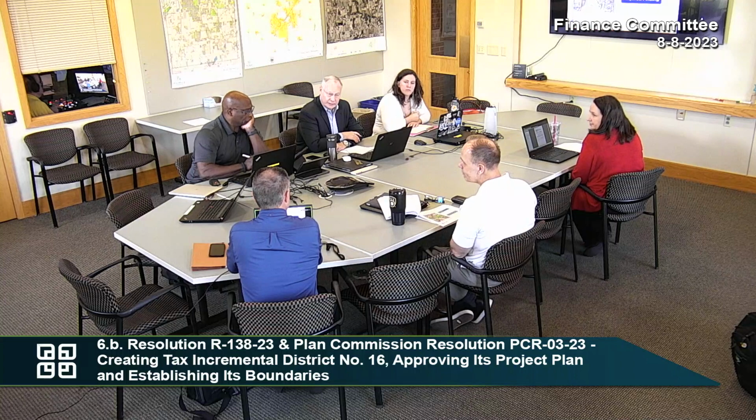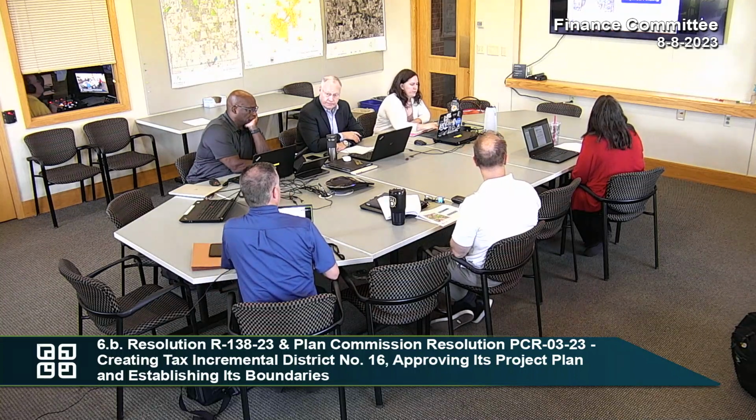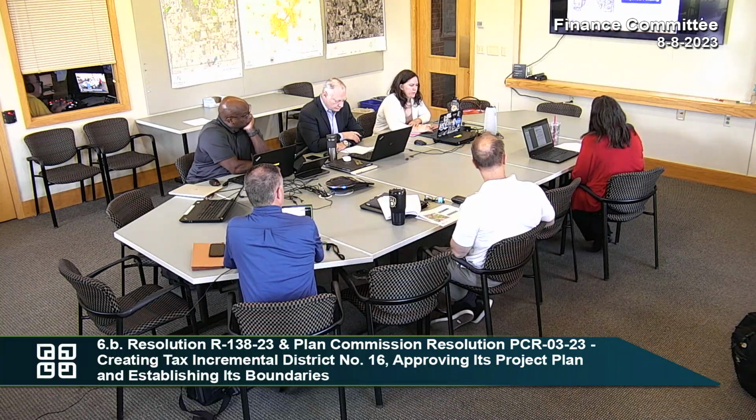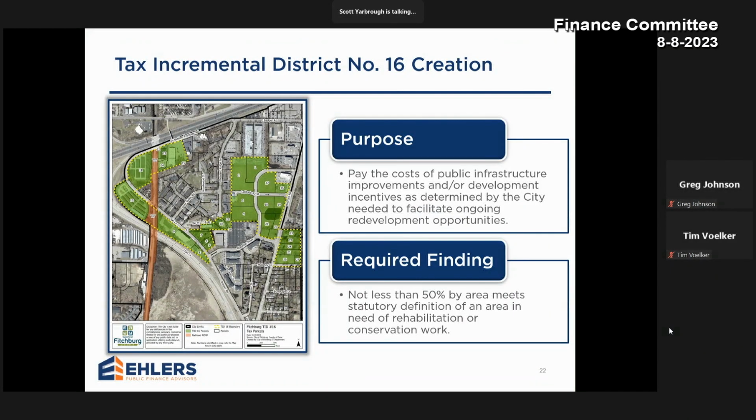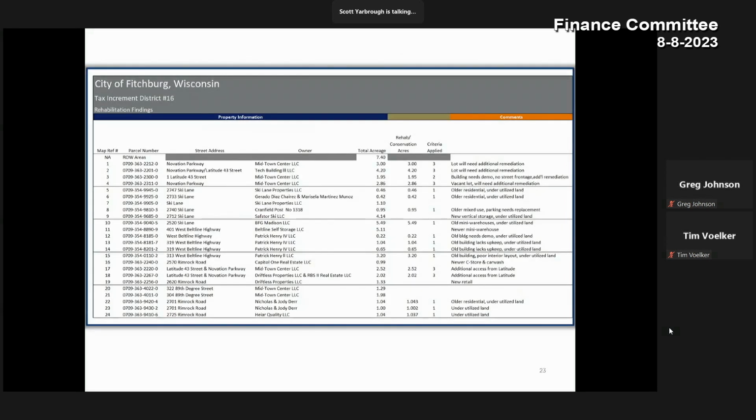And Greg, am I turning this back over to you then? Sure, just a quick overview of this district as well. So as mentioned, this includes the Rimrock area that was identified for some redevelopment opportunities. This is also a rehabilitation TID district, so the area highlighted in green is the proposed boundary of this particular district. Similar to the TID 10 amendment, it includes some specific public infrastructure improvement costs, also allowances for development incentives that could be awarded as the city determines to help facilitate some redevelopment opportunities.